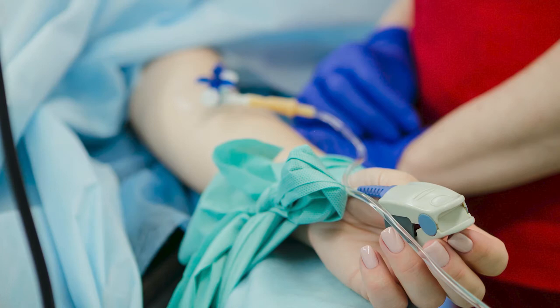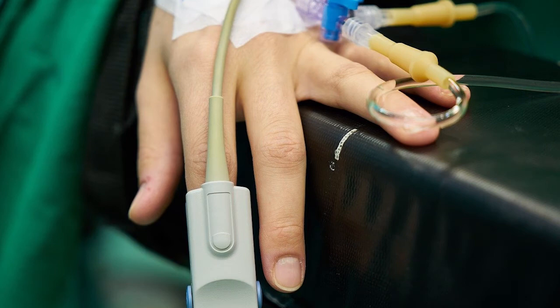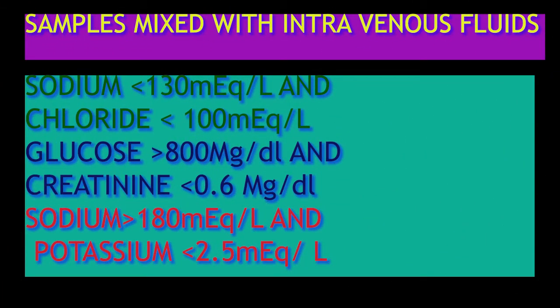Whenever the sodium is less than 130 milliequivalents per liter, chloride is less than 100 milliequivalents per liter, and potassium is more than 5.5 milliequivalents per liter, it suggests there is a contamination in the sample. When the glucose level is more than 800 milligrams per dL and creatinine is less than 0.6 milligrams per dL, that also indicates there is a contamination in the sample.